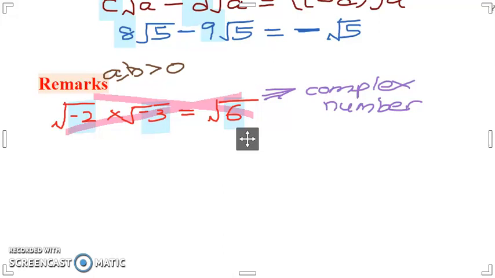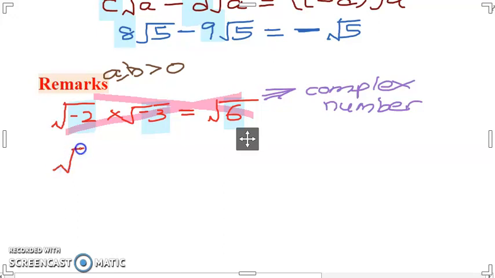So let's see the further remarks for the rules of surds. Besides the case where we need to consider complex numbers, where we have negative numbers inside square roots. So next, please take notes.